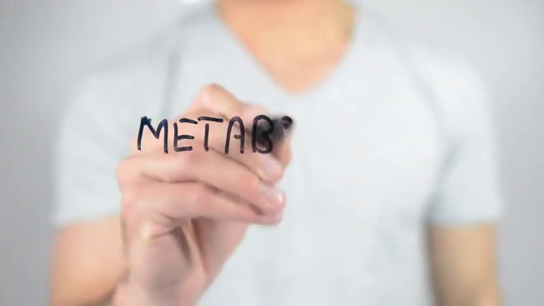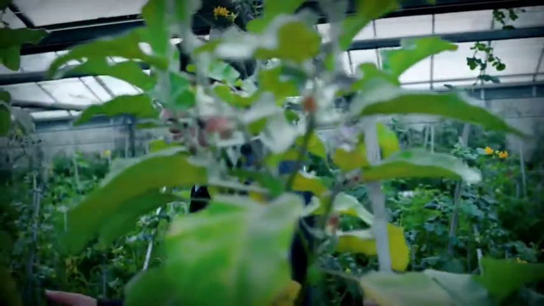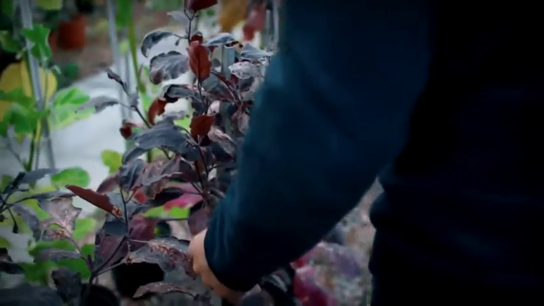Metabolism is a set of chemical reactions that is intended to keep the body at equilibrium or homeostasis. In order to study metabolism, you need to measure the metabolites themselves. A metabolite is in fact a small molecule that is produced by living organisms.